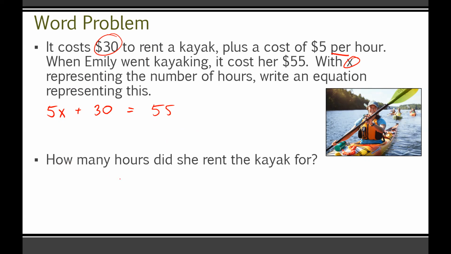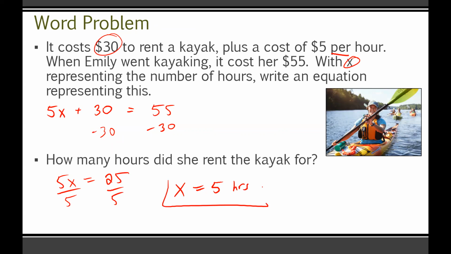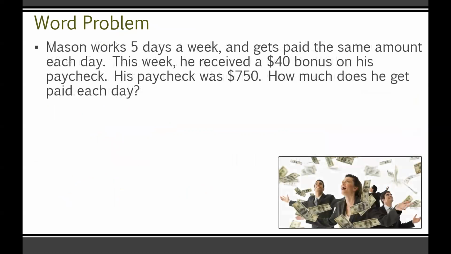Next part of the question, how many hours did she rent the kayak for? So in other words, we've got to solve for x given that this total cost was $55. To solve for x, we need a minus 30 from both sides because reverse BEDMAS would say get rid of the addition first. This leaves us with 5x equals 55 minus 30, which is 25. And then we need to divide by 5 on both sides. And this will leave us with x equals 25 divided by 5, which is 5 hours. Perfect. All right, moving on.